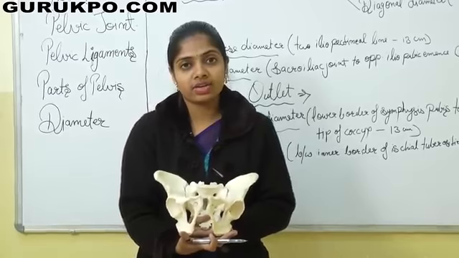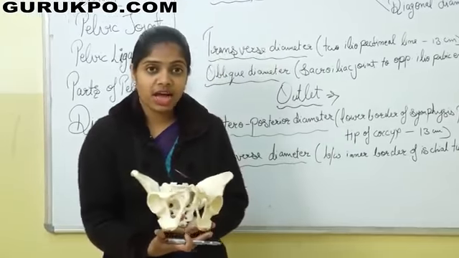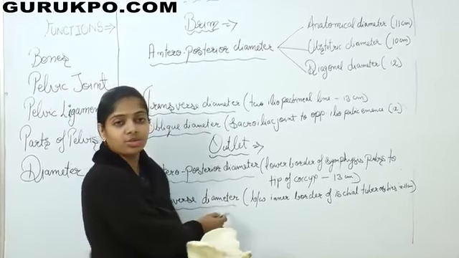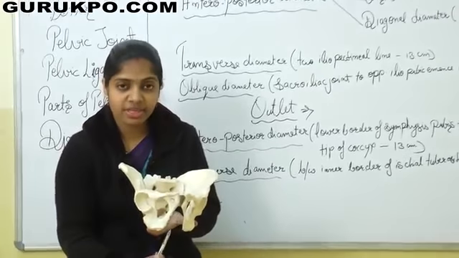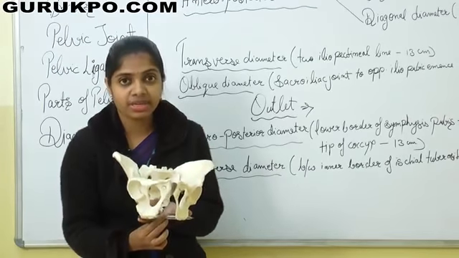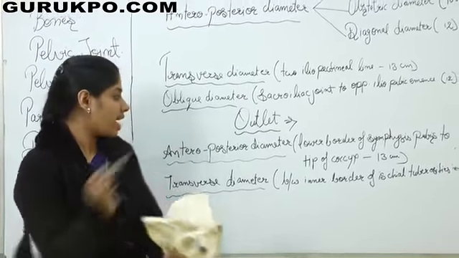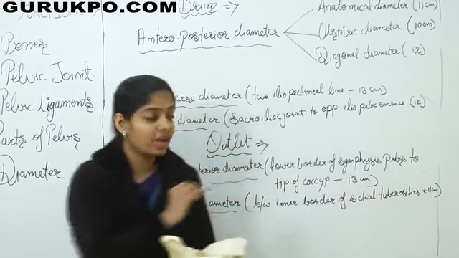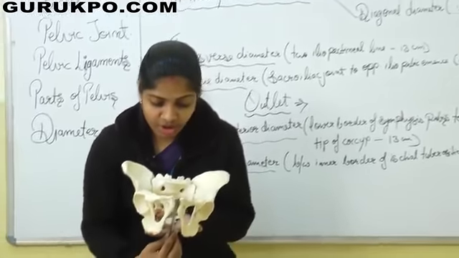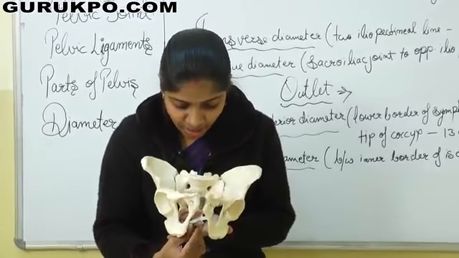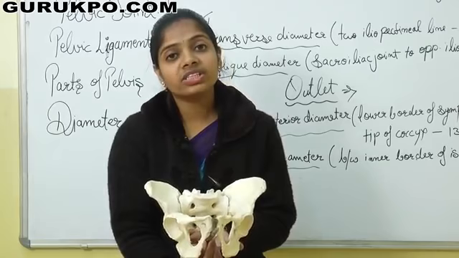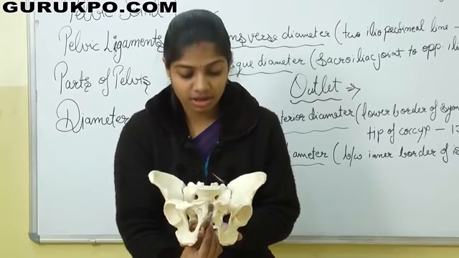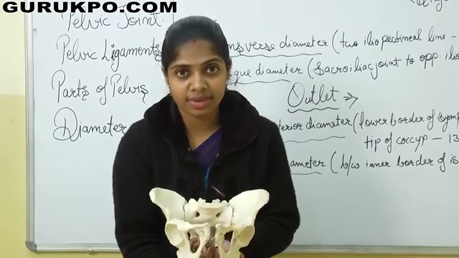Now coming to the outlet, there is the anterior posterior diameter and the transverse diameter. There is no oblique diameter in this. The anterior posterior diameter extends from the lower border of the symphysis pubis to the tip of the coccyx, which is 13 centimeter in diameter. So this is the biggest diameter in the outlet.